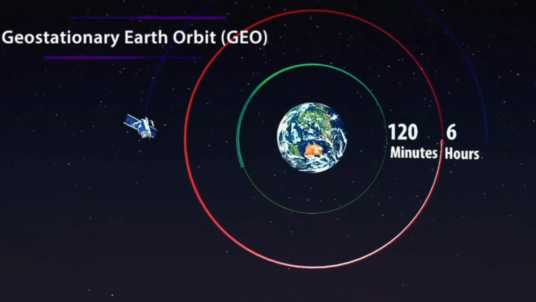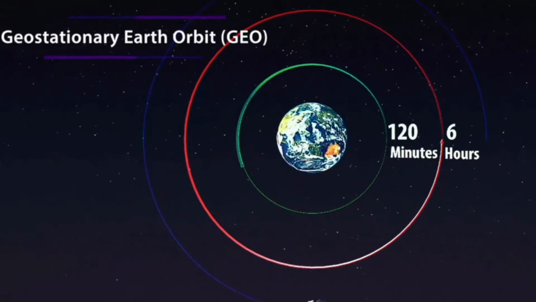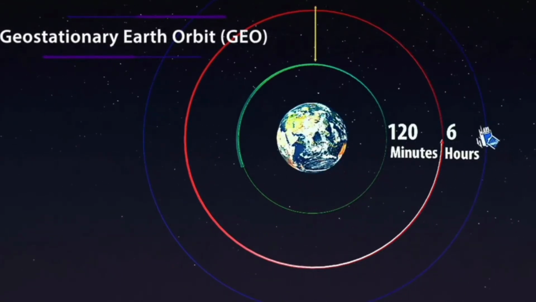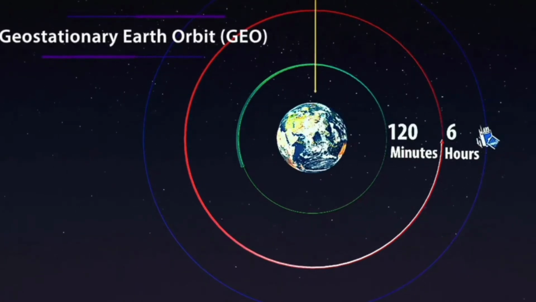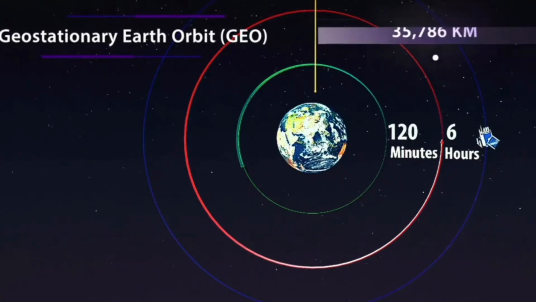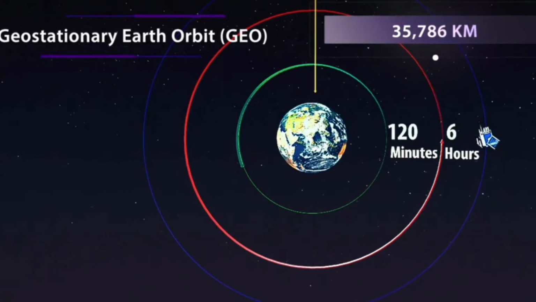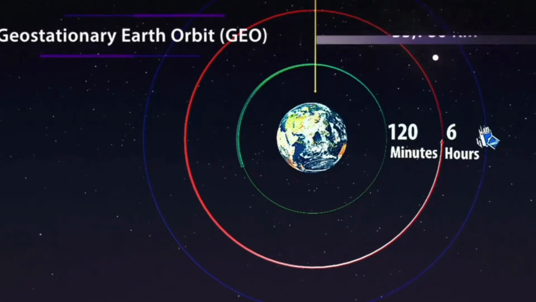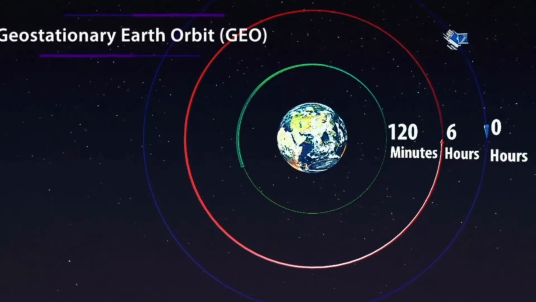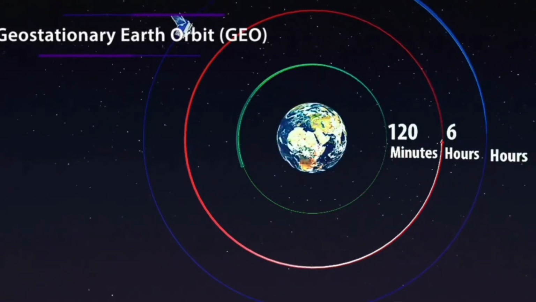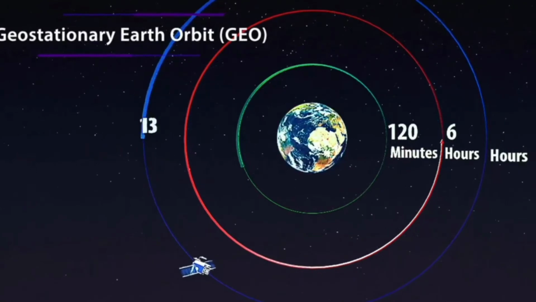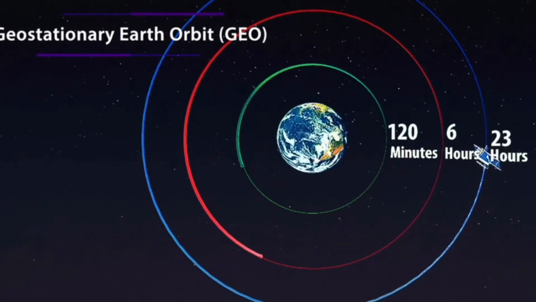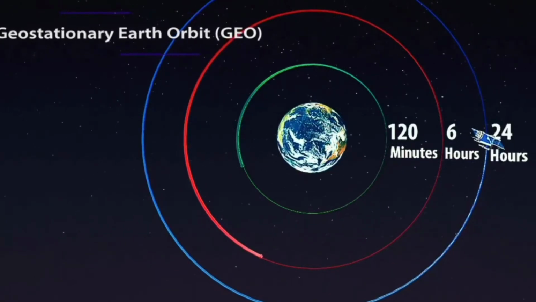Geostationary Earth orbit. Its altitude is about 35,786 kilometers. The satellite is moving on a circular path around the Earth. Its period is 24 hours.